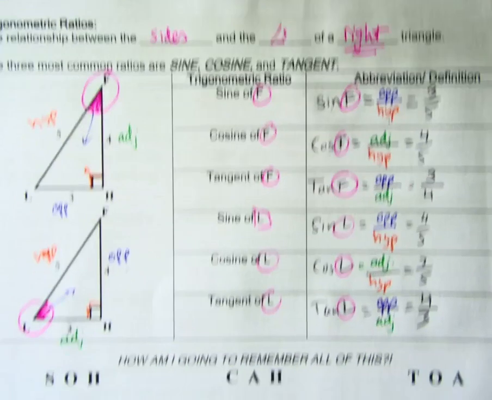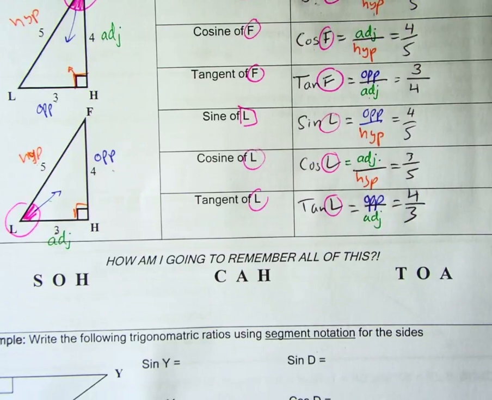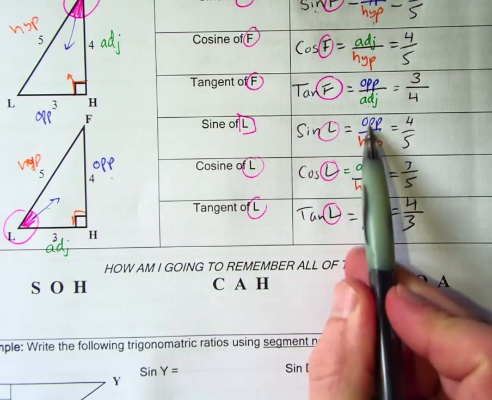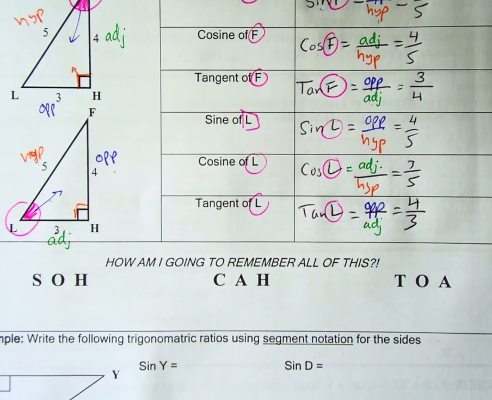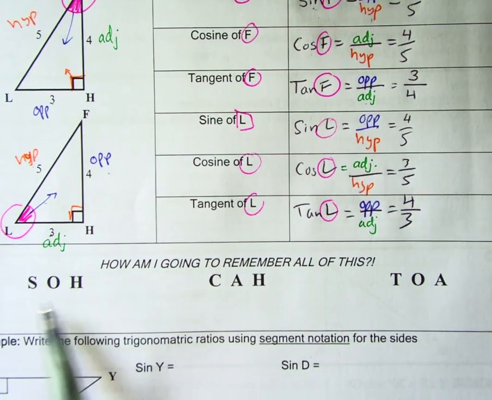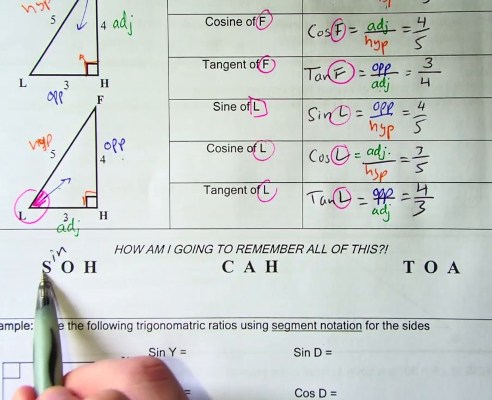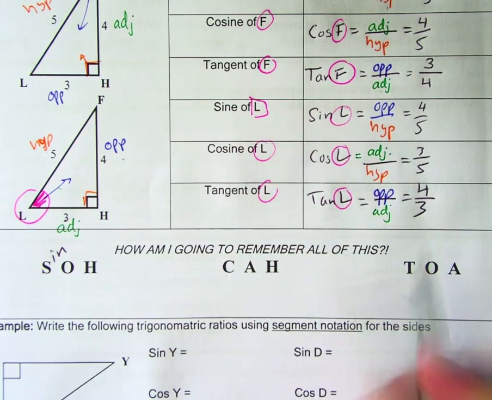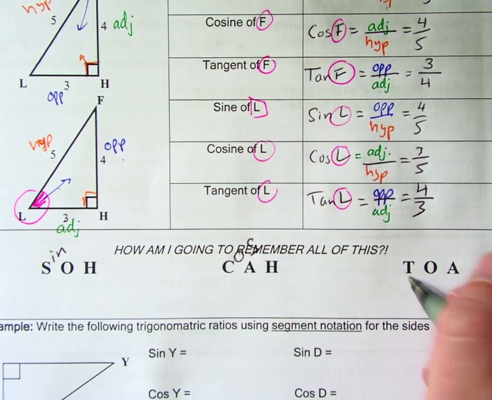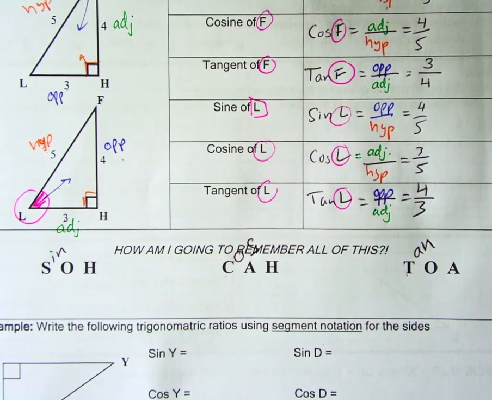So how are you going to remember which one sine is, which one cosine is, which one tangent is? Here's a quick way to remember: SOH CAH TOA. The S stands for sine. The C here stands for cosine. The T here stands for tangent.